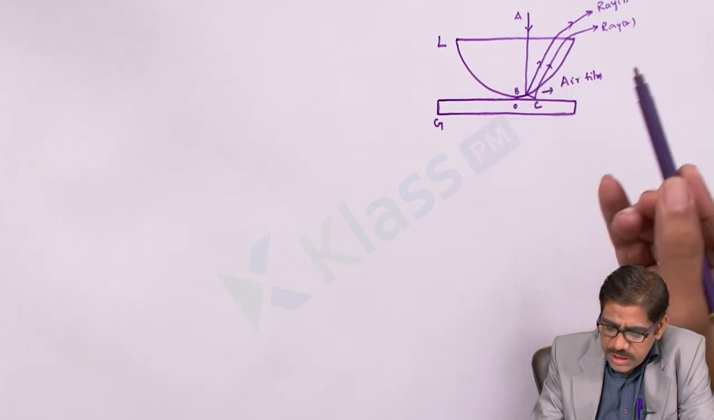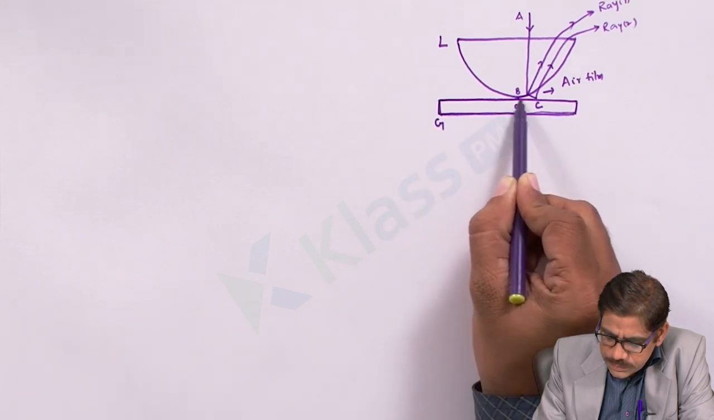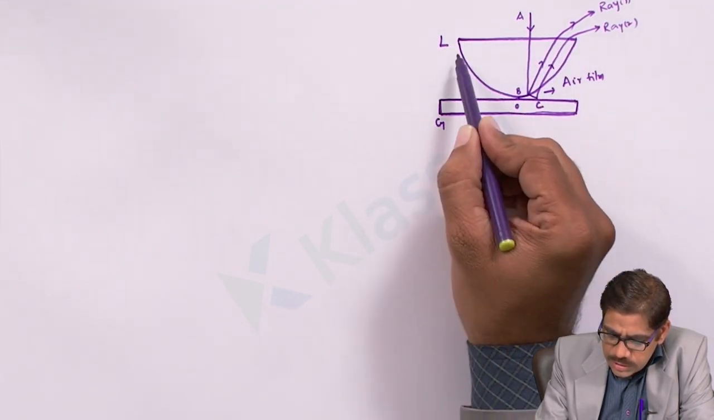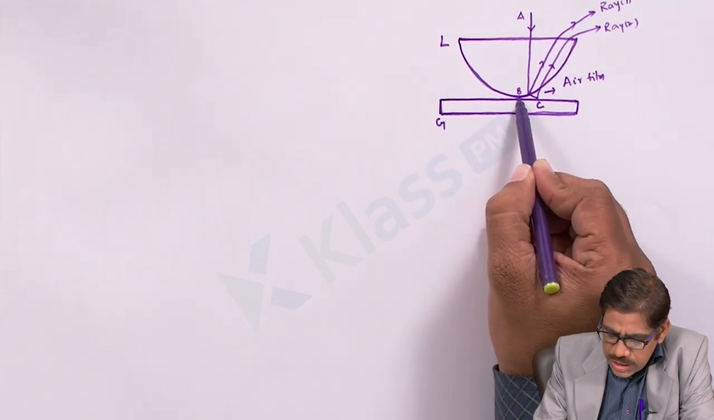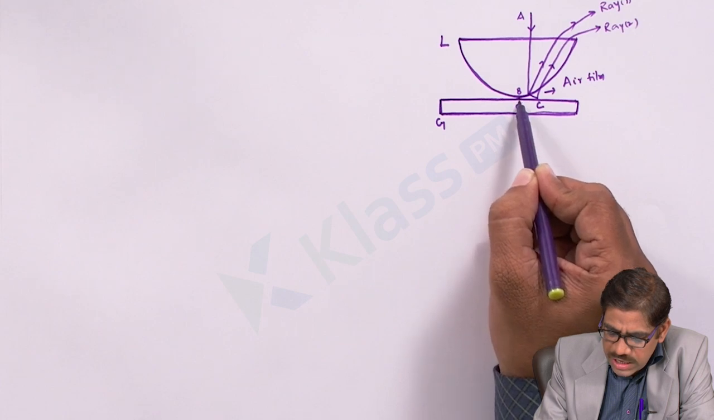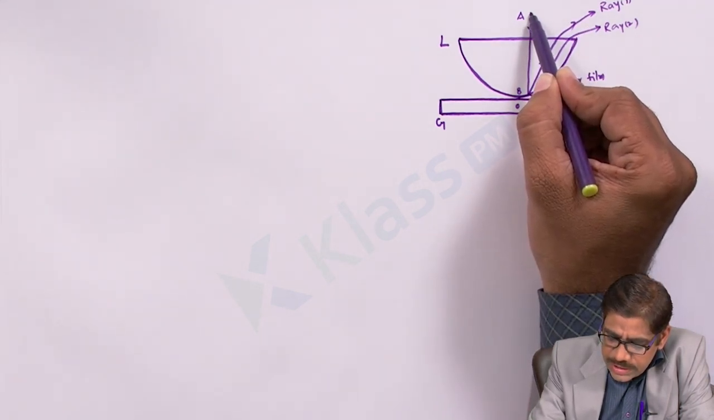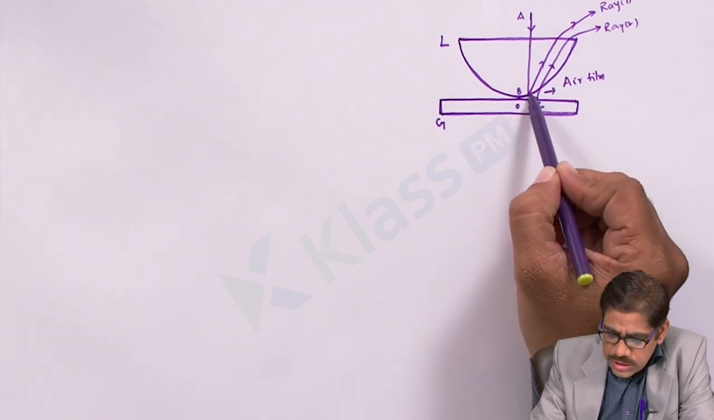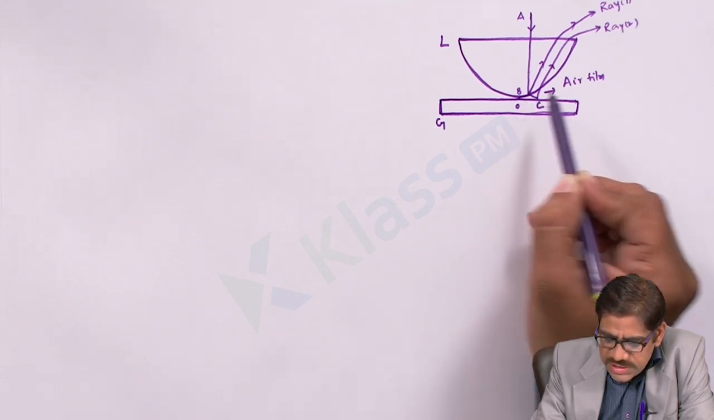Now you can see from the figure, this is the plain glass plate G, this is the convex lens L. Now, this is the point of contact between the glass plate and the convex lens. Here a light ray AB is supposed to be incident on the plano convex lens. It is meeting at the point B at the bottom of the convex lens.